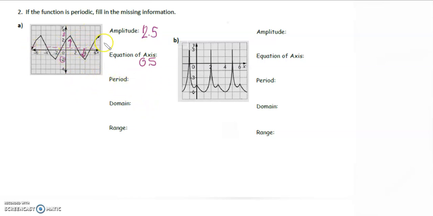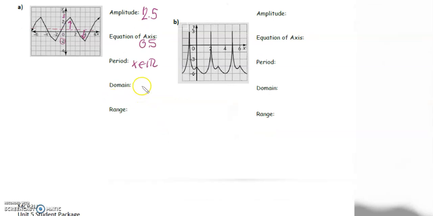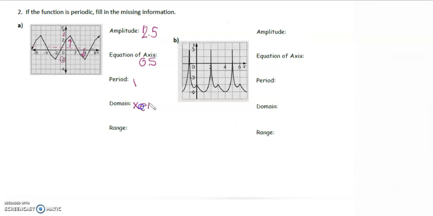The period, because we have arrows on each end, I'm going to assume x ∈ R. Again, this is cyclic, it's periodic, it continues forever. Oh, that's not period, that's domain. Sorry, the period is 1 rotation. So I'm going to go from 2, up, down, back up. It starts at 0 and it ends at 6. The period is 6. And the range, we already talked about the max and min values. So the range goes from -2 all the way up to 3.